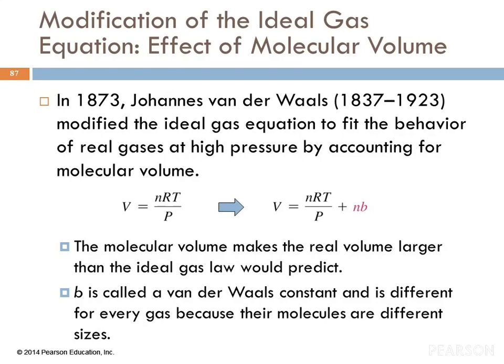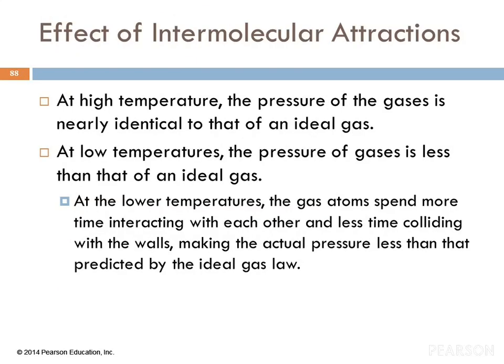Johannes van der Waals modified the ideal gas equation to compensate for this effect. So here's the ideal gas law, and he added a factor in here. You could think of it as a fudge factor to correct the volume. There are certain instances where you need to know what the volume is. B is called the van der Waals constant. It's different for every gas because their molecules are different sizes. Each gas is going to have a slightly different variation from the others. So we know that that exists.